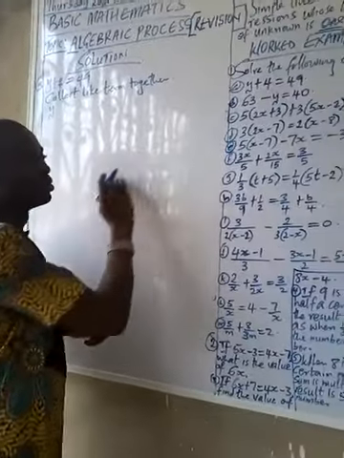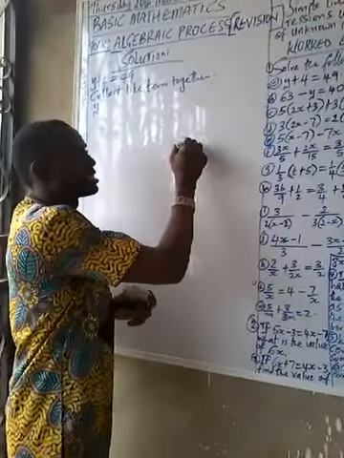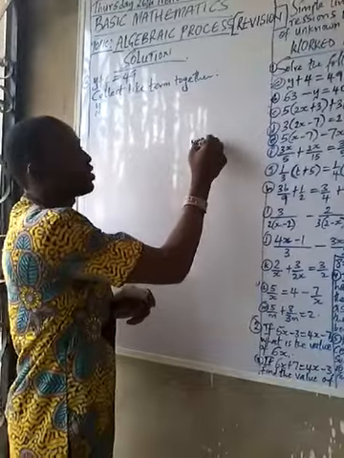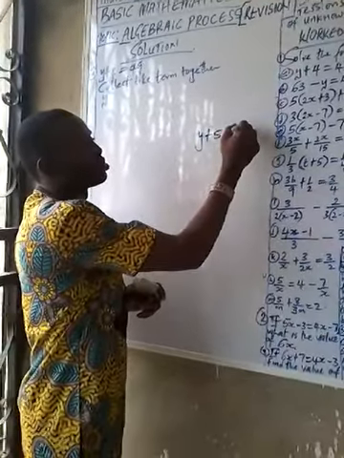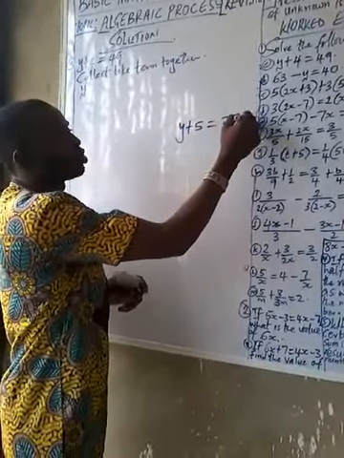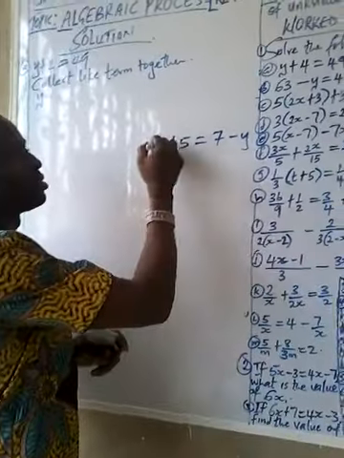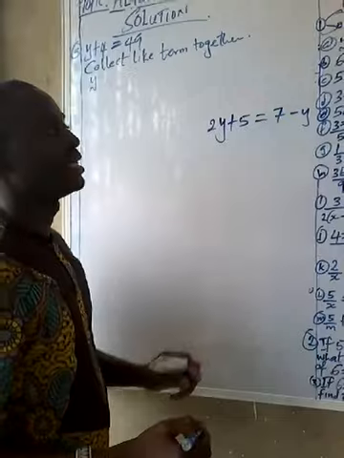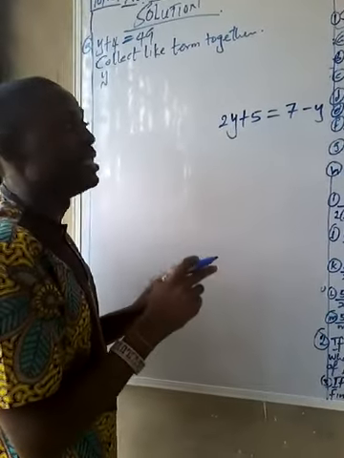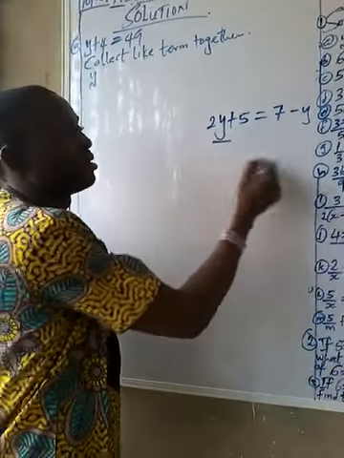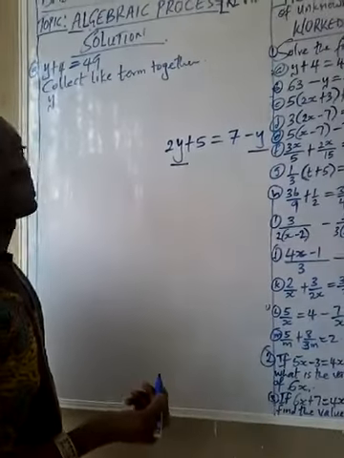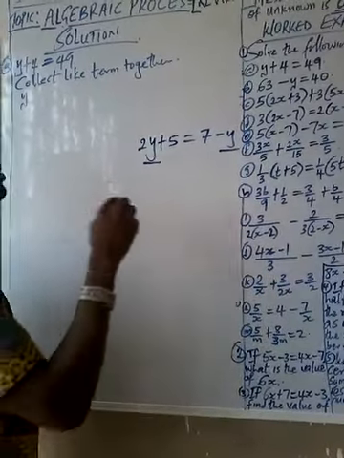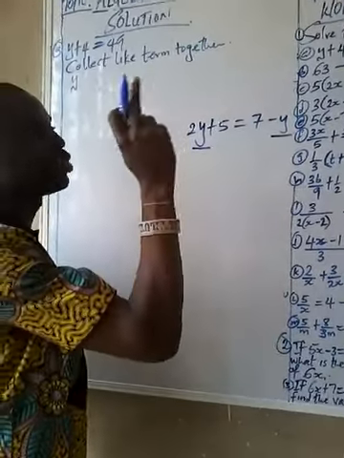What do you mean by unknown? We have said it before. Letters. For example, 2y plus 5 is equal to 7 minus y. The unknown here in this place is y. You have it on the two sides. And the degree of this unknown is 1, degree 1.